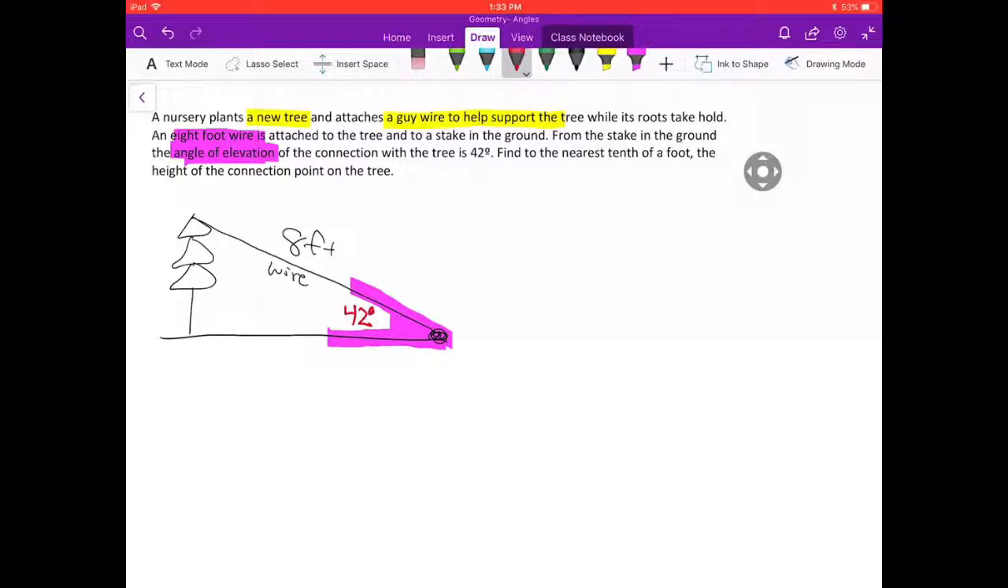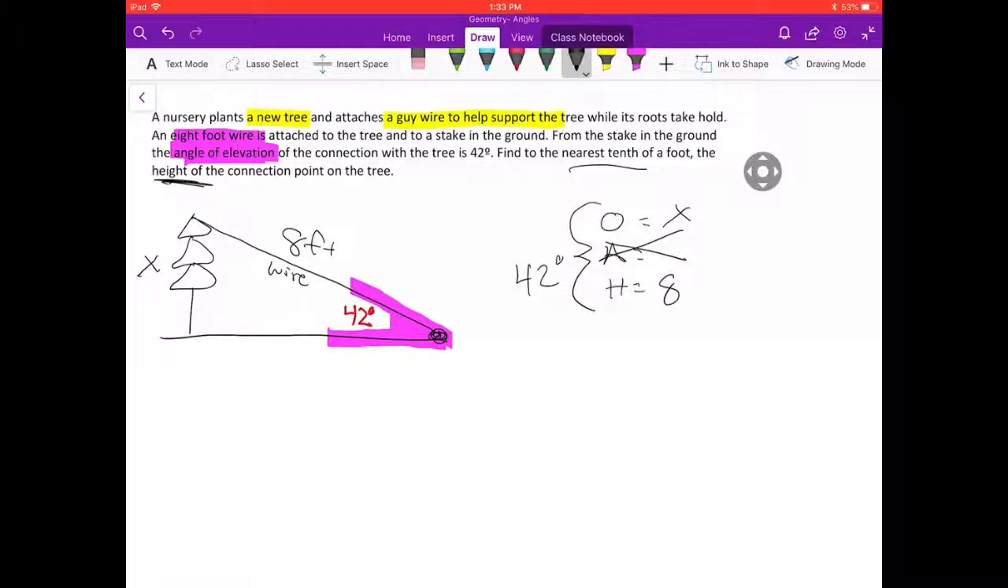And the question's asking us to find, to the nearest tenth of a foot, the height of the connection point. So really, how tall is this tree? So we're going to put our x out here. So we know that we're going to use trigonometry. So we're going to set up our brace map for 42 degrees, because that's going to be our point of reference, because it's the angle of elevation. We're going to set up our O, our A, and our H. Our hypotenuse is 8. Our opposite is x, and the adjacent we don't have.